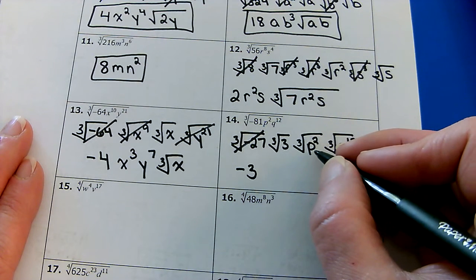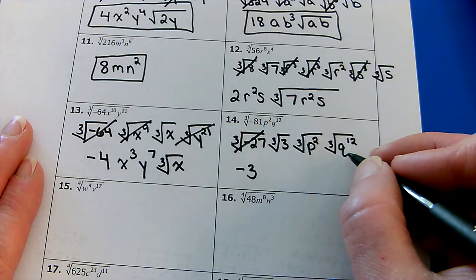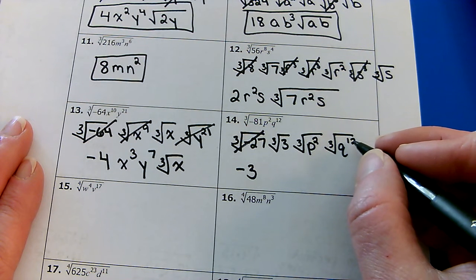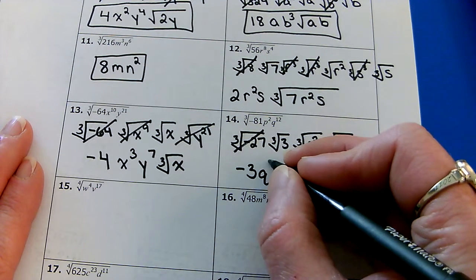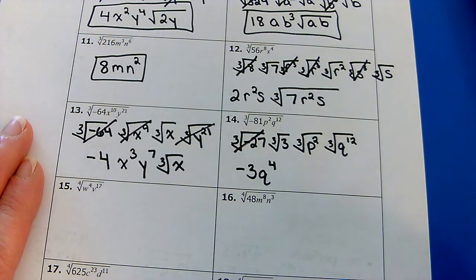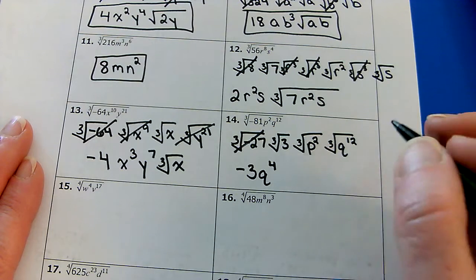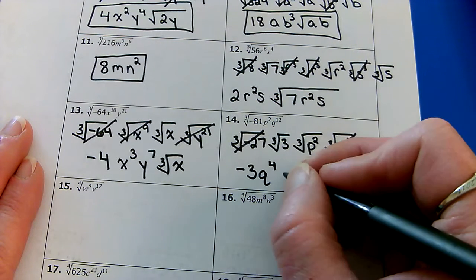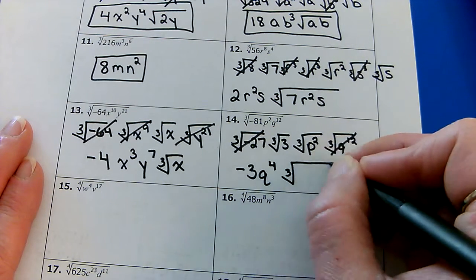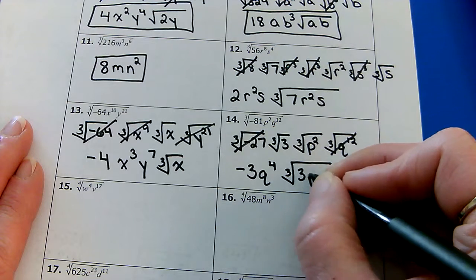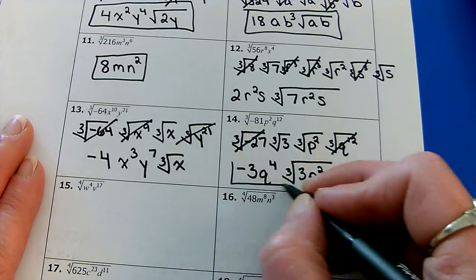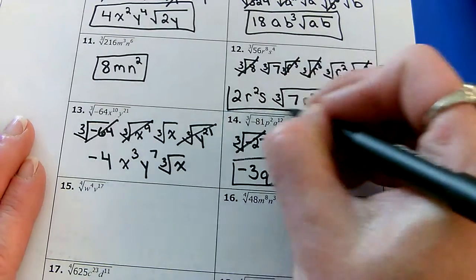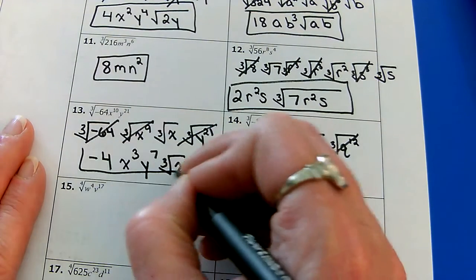Can't take the cube root of that. Can't take the cube root of that. I can of this. So there's a little shortcut here. If this is a multiple of 3, 12 divided by 3 gives me an exponent of 4. That only works when we're dealing with exponents. 3p squared has to stay under. I keep forgetting to box the final answers.